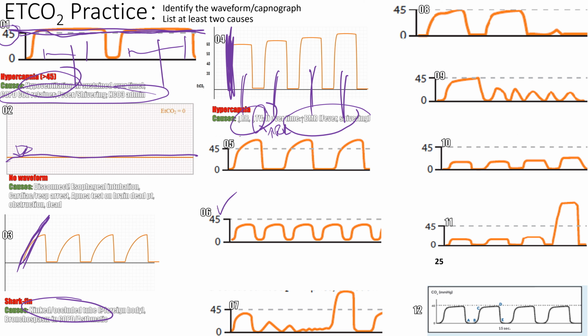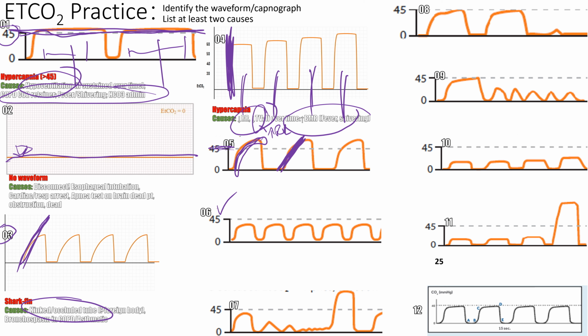All right, number 5, what's going on there? This also looks like a shark fin. Yep, the shark fin appearance there. Partially obstructed airway because it's not so steep. Good. So partially obstructed airway. We got CO2 that's greater than 45, right? This one over here didn't really have a number, right? But number 5 has a CO2 greater than 45. So they're really not getting their air out of their lungs, right?